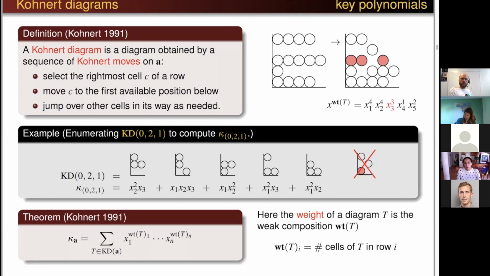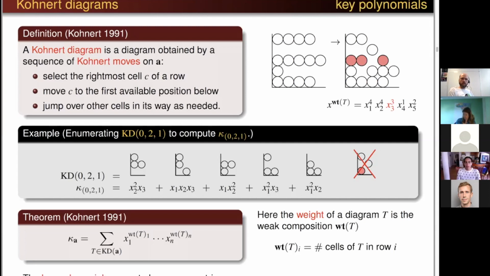And if I take the generating polynomial for some fixed initial diagram, then I get a polynomial. This is what I'll call a key polynomial. It's a theorem of Kohnert's that this is a key polynomial, and the definition of a key polynomial will come on the next slide. But I like the theorem better.